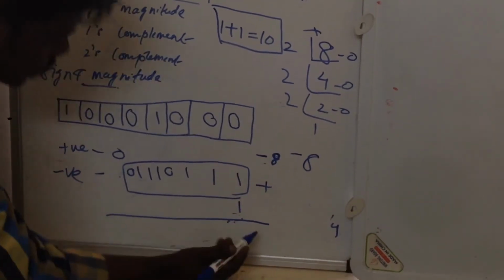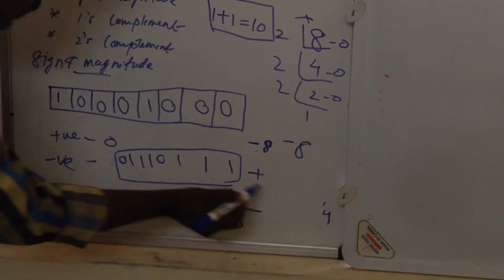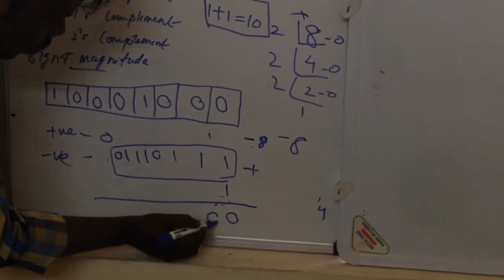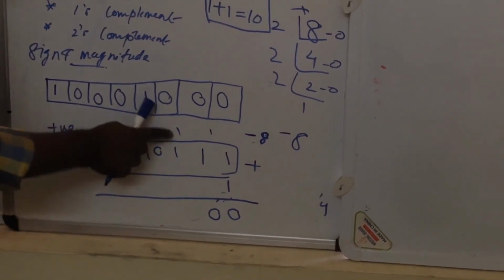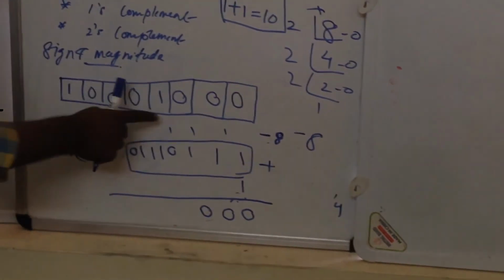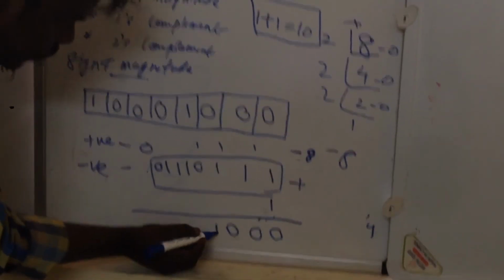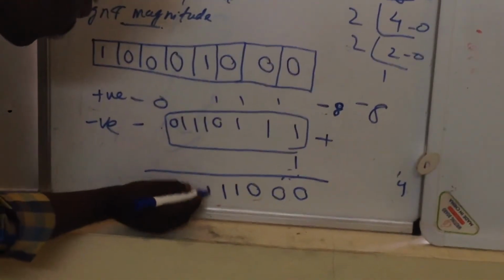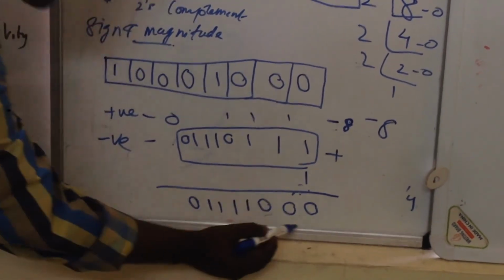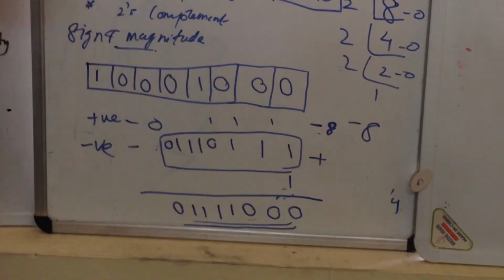So 1 plus 1 is 10, 0 remainder 1. Again 1 plus 1 is 10, 0 remainder 1. Then 1 plus 1 is 10, 0 remainder 1. 1 plus 0 is 1. 1, 1, 1, 1, 0. So this is the two's complement of negative 8.